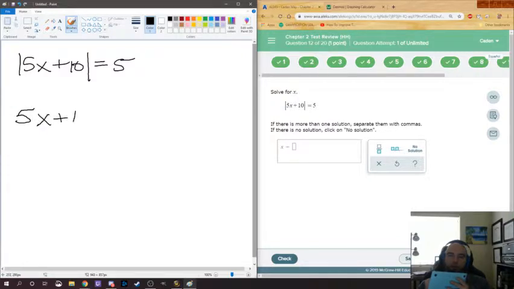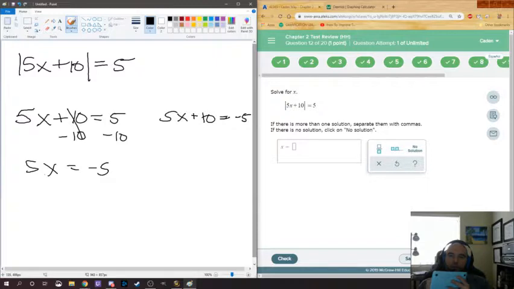First you write what you already had, no absolute value signs. Then you write a second problem, just like you already had, 5x plus 10, but it needs to equal the opposite of the outside, in this case negative 5. You'll solve the first one, which is 5x equals negative 5. Divide by 5, x equals negative 1. Great. I'm not done. I got to go get the other one.